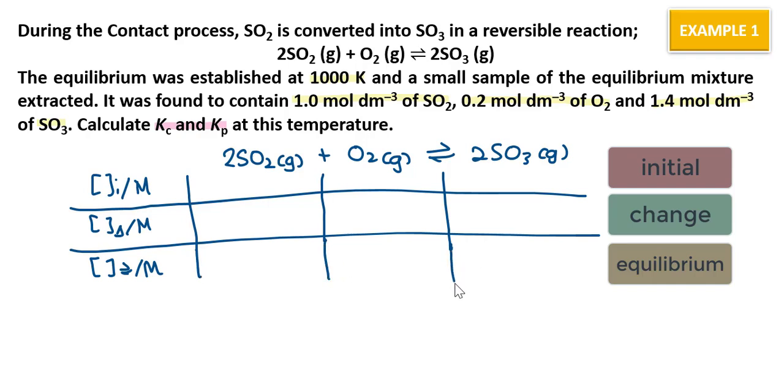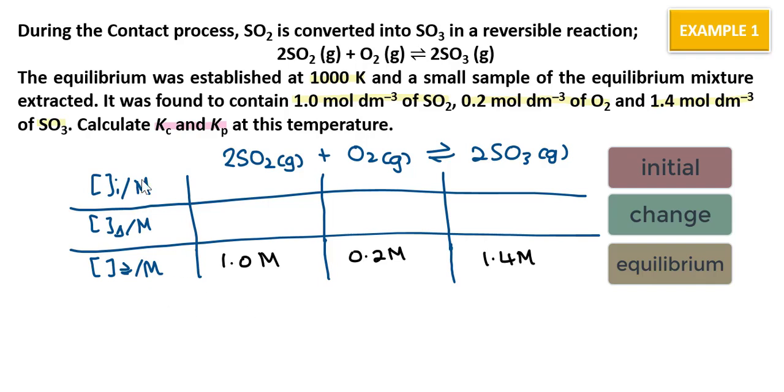Right, so we already have our reaction table, and then have a look at the information given. The concentration given here is the concentration that is found at equilibrium, because it states here a small sample of the equilibrium mixture extracted, it was found to contain and so on. So this information here is at equilibrium. So we have 0.2 molar and also 1.4 molar. So mole per decimeter cube is also molar.